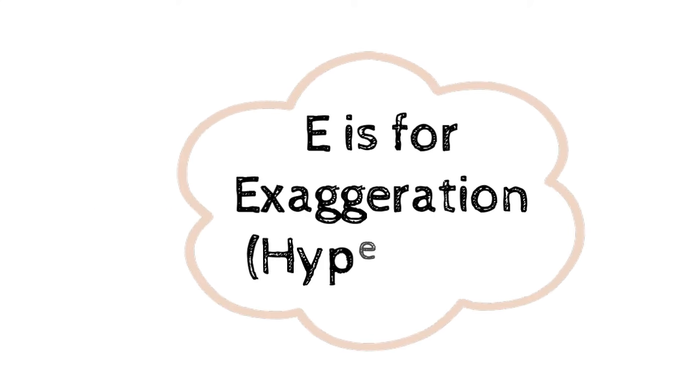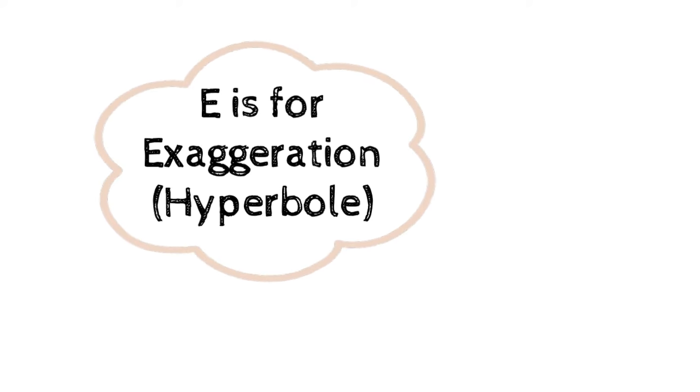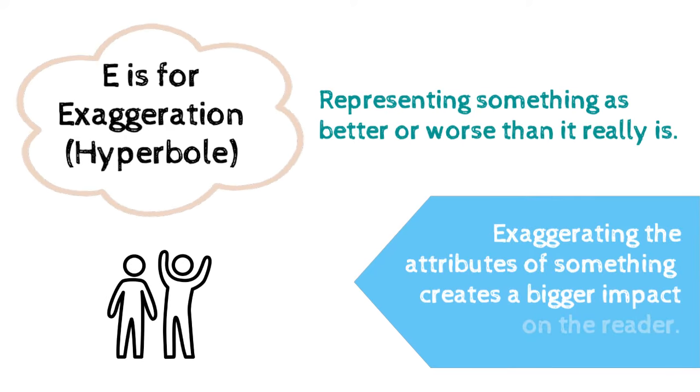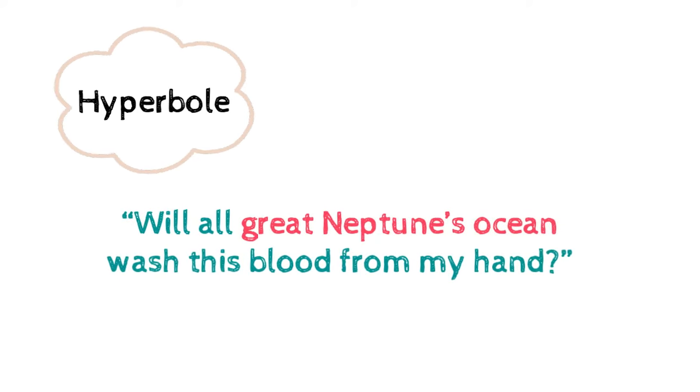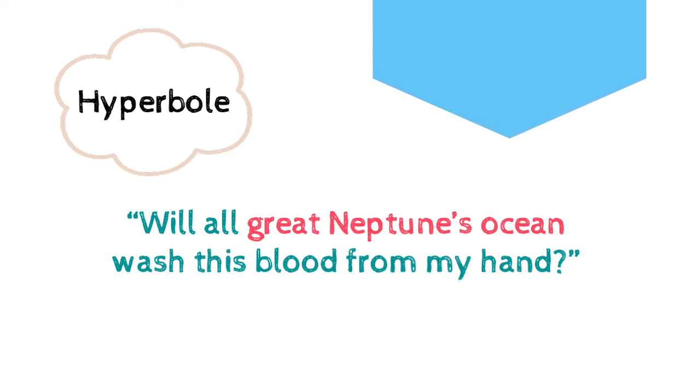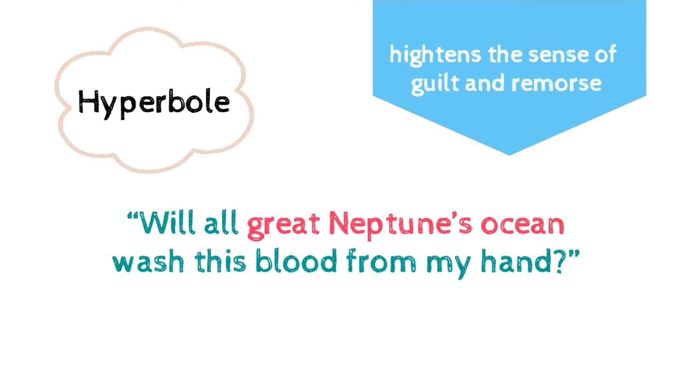E is for exaggeration. The fancier term for this is hyperbole, but the two words mean the same thing. Writers often use hyperbole to exaggerate the attributes of something or a character's emotions. This creates a bigger impact on the reader. Here's a classic example of hyperbole from Shakespeare's Macbeth. After murdering the king, Macbeth asks, "Will all great Neptune's ocean wash this blood from my hand?" By stating that there isn't enough water in the ocean to clean his hands of the king's blood, it heightens the sense of guilt and remorse Macbeth is feeling and intensifies the drama in the scene.